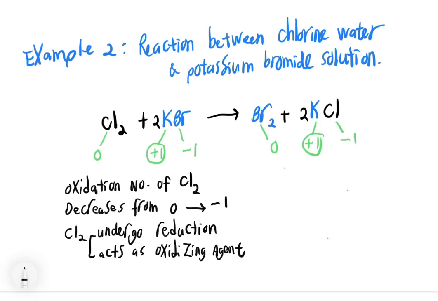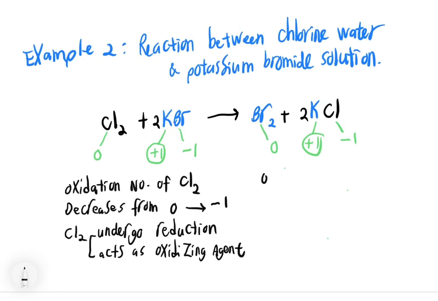Chlorine water is actually a very good oxidizing agent, as you will remember the household bleach that you use to bleach clothes actually contains chlorine water that is very strong as an oxidizing agent.